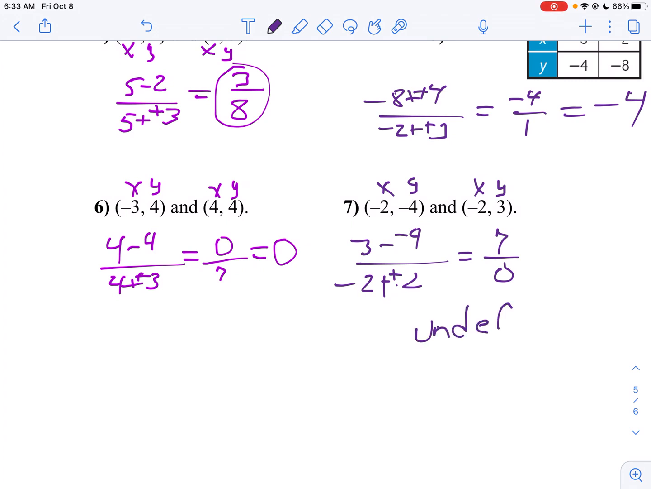If 0 is in the numerator, the answer is 0. You can take 0 divided by 7. It's like if you have 0 things and you put them in 7 groups. Well, each group is going to have 0 things.